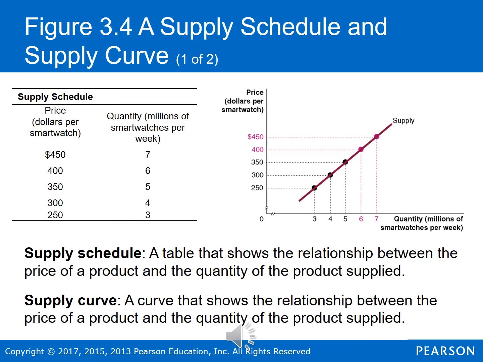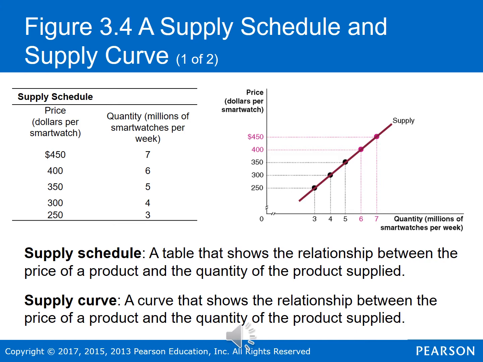At the price of $450, firms would be willing to supply 7 million smartwatches per week in the market. At a price of $400, they'll be willing to supply 6 million smartwatches per week. $350, 5 million smartwatches per week, and so on.